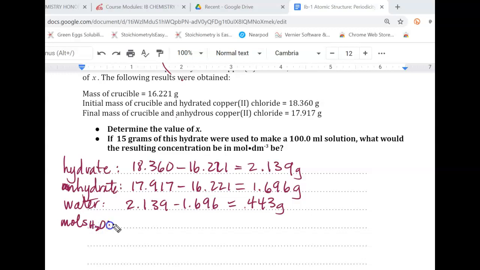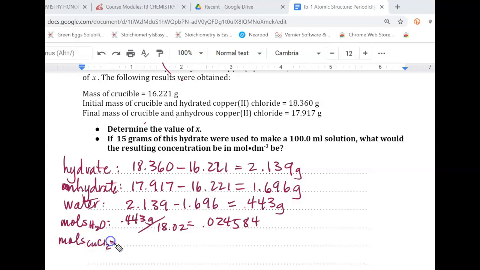Next, I want to know the moles of the water. The moles of the water are gotten by taking 0.443 grams and dividing by the molar mass of water, which gives me 0.024584. And yes, there were 5 significant figures in this part of the calculation, so there should be 5 significant figures for the moles.